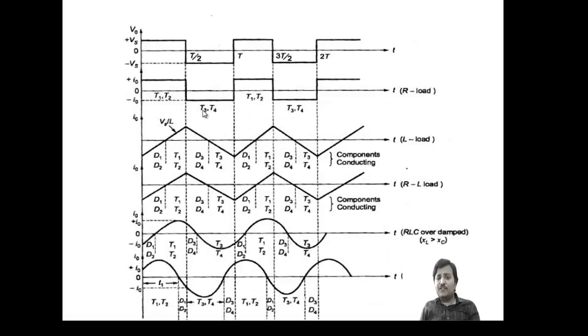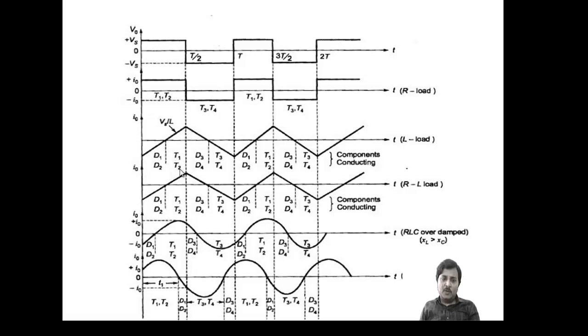We can see the current at different load conditions. As we have seen, the voltage is plus Vs and minus Vs. When it is a pure resistive load, the current follows the voltage. When it is only an inductive load, the current lags the voltage, so the current value becomes 0 here. Before that, the diodes will conduct and share the current. Once the switches are triggered on, the positive current and positive voltage will be there.